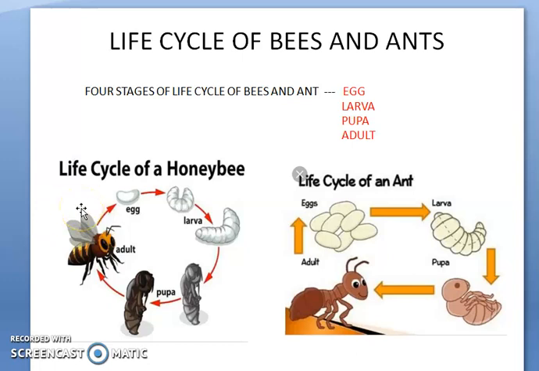Here I can show you more pictures of the life cycle of other insects also. The life cycle of a bee is almost the same as that of a butterfly. The egg, the larva and the pupa, then the adult honeybee. Similarly, the life cycle of an ant. Ants lay eggs, from the eggs come the larvae and then the pupae, and again the adult ant. So that is the life cycle of ants and bees.